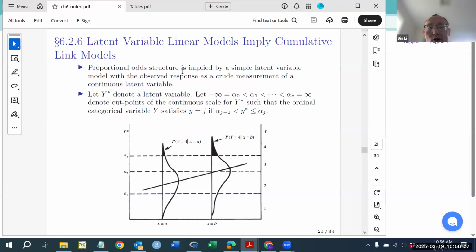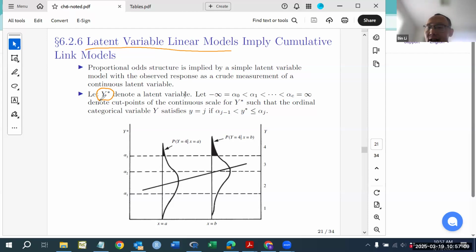Okay, so here for the cumulative link model, you should know that for this model, the y has to be ordinal. You have to know that. That means the y has ordered categories. So that's what we observed. But if we interpret through the latent variable model, that means there's an unobserved continuous latent variable called y star.